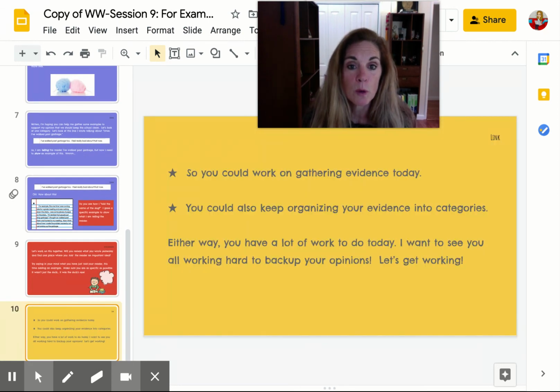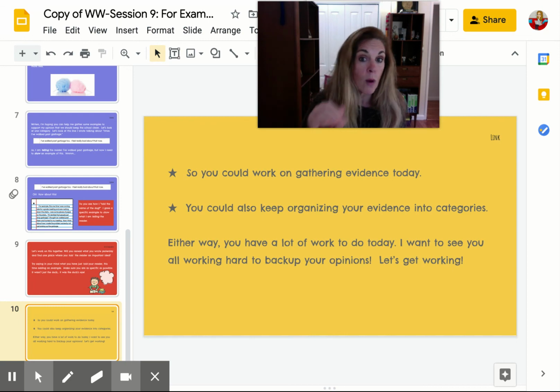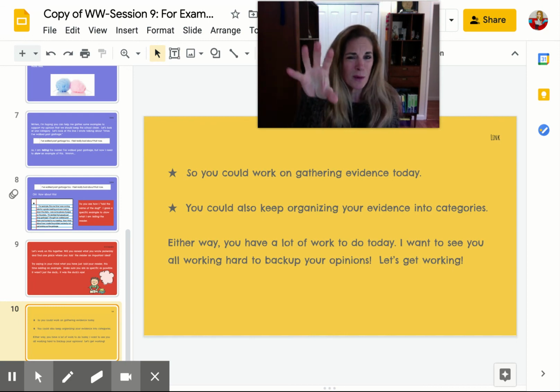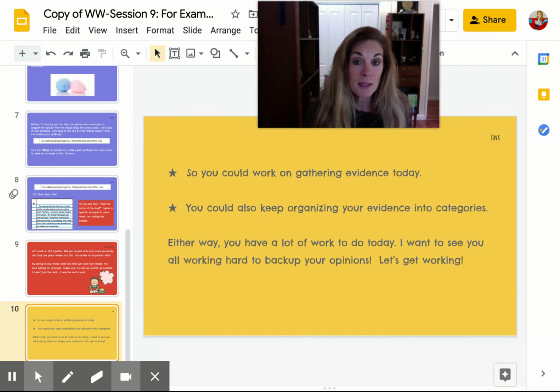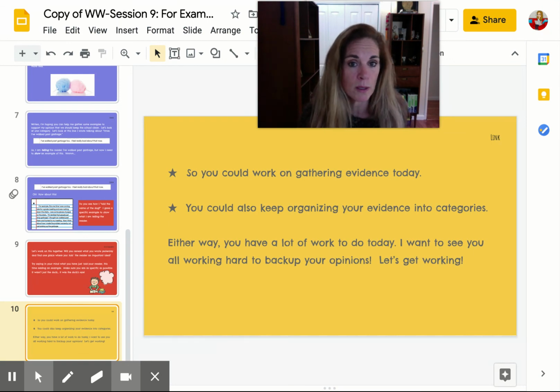So you can work on gathering evidence today. You could also keep organizing your evidence into categories, so remembering that you always want to make sure that everything fits in the right spot. And you can look and see, where did you just tell somebody important things, so that you can add an example to back up your opinion. That's our work for today.